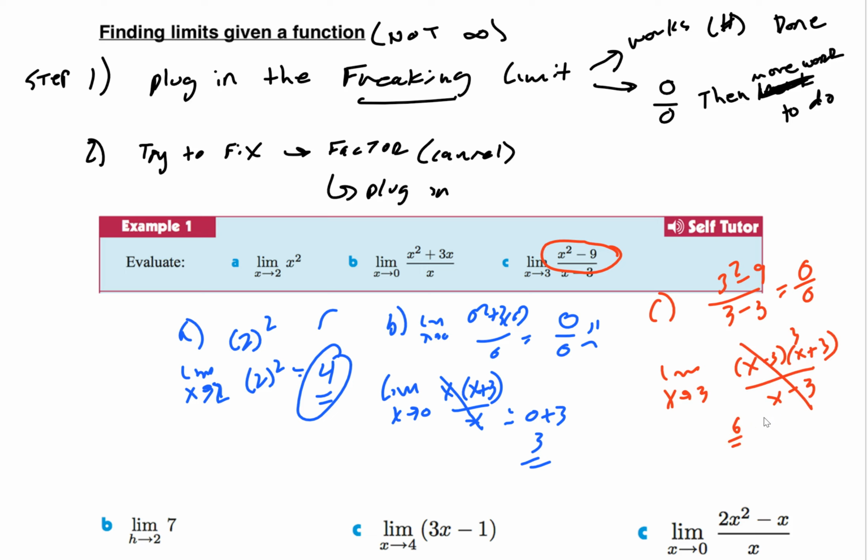That's really it. For finding limits of a given function, the non-infinity type, all you have to do is plug it in. If it works, you're done. If it doesn't work, you got to fix it. And for us, that encompasses factoring. When you get to AP Calculus or just calculus in general, it encompasses a lot more things like conjugates and rules and theorems. But for us, we just got to factor.